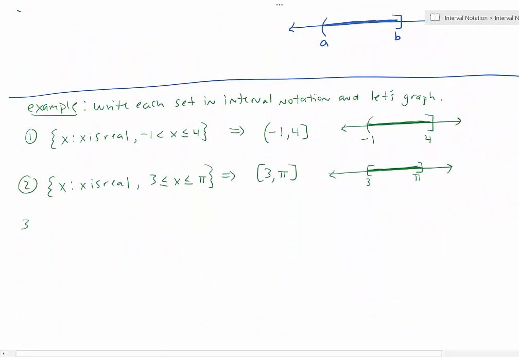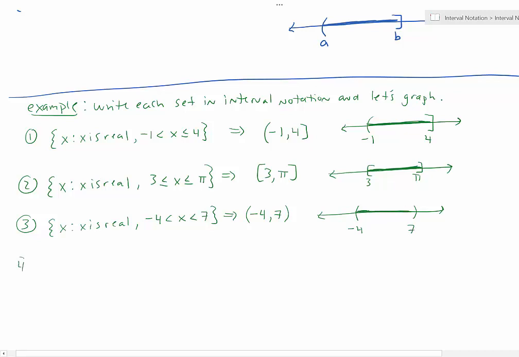All right, the other two possibilities. How about x is real, and how about negative 4 is less than x is less than 7? Then the interval notation for that, start at negative 4, go all the way up to 7, include everything in between, but we do not include the negative 4 or 7, so parentheses on both. And then we would draw the interval, parentheses as so, from negative 4 to 7.